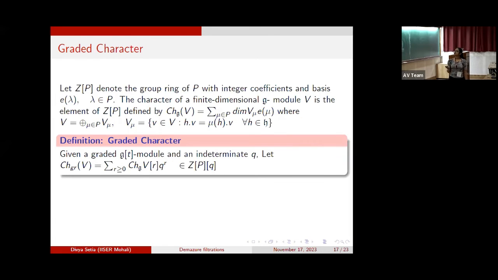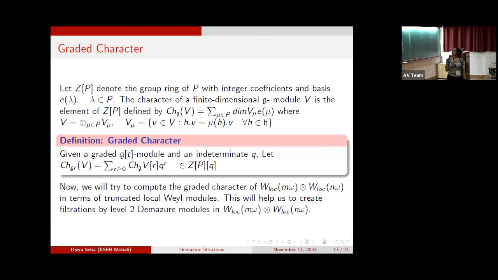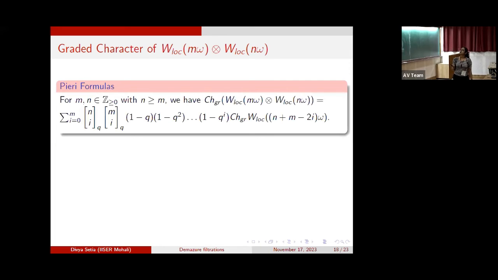So this is the notion of the graded character, that if we have a graded module, then we can also compute the graded character of that module. So now the main thing is to create the filtration in the tensor product of 2 local Weyl modules. So the first thing we'll prove is the character of the tensor product of 2 locals in terms of these modules, a positive formula for these tensors.